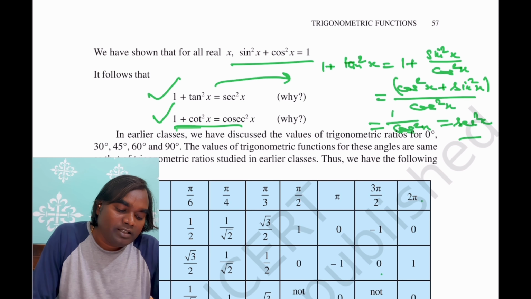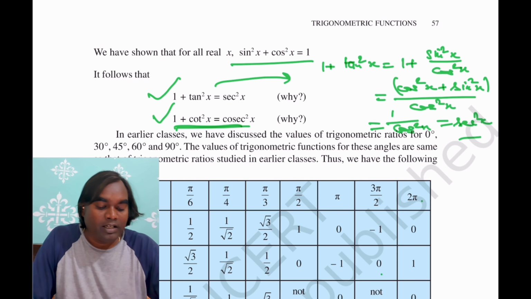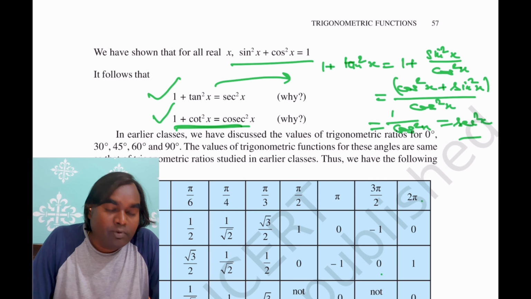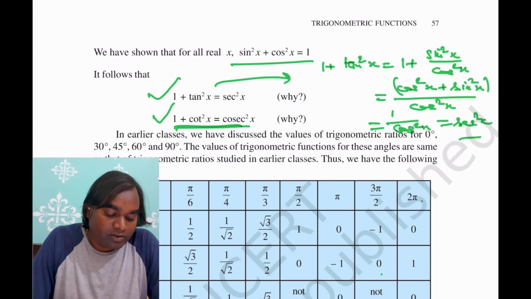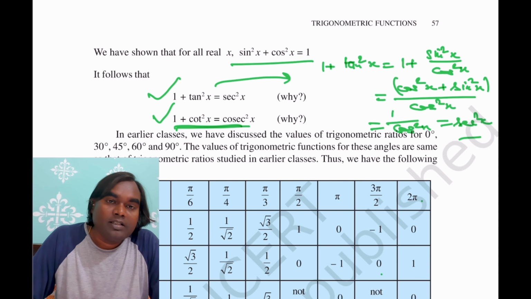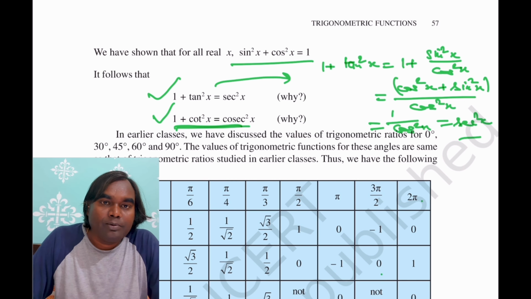Similarly, you can solve this: 1 plus cot square x is equal to cosec square x. So try to find this relation. If you have any doubt, please let me know in the comment box.